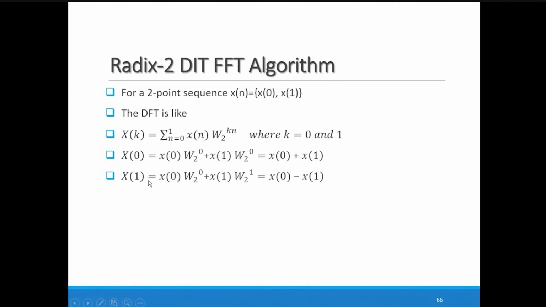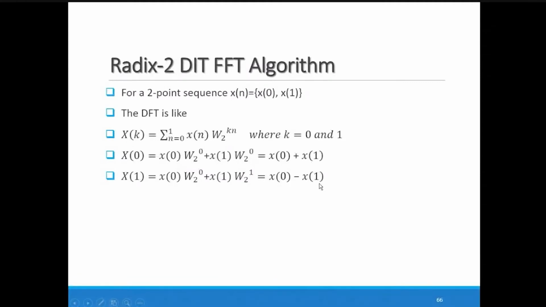Second is X of 1. When we take k equal to 1, we get capital X of 1, which is nothing but the DFT for the second sample, that is x0 plus x1 omega 2 raised to 1. Here the term omega 2 raised to 1 is nothing but minus 1. So here we are writing x0 minus x1.